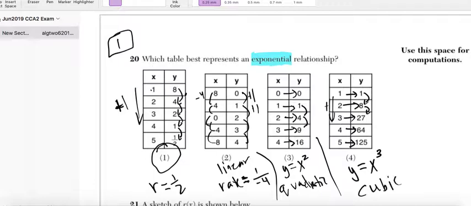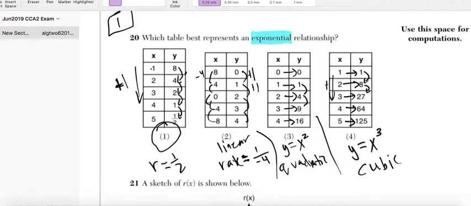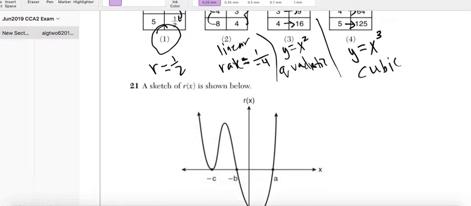So our answer is choice 1 for which one's an exponential relationship. And you didn't really need to go through all the other ones. Once you saw that choice 1 was exponential, we could have just picked that one and moved on. So which table best represents an exponential relationship? Choice 1, and let's go.